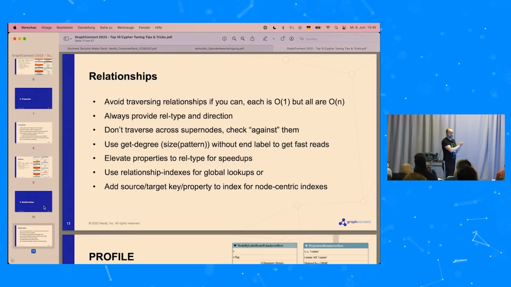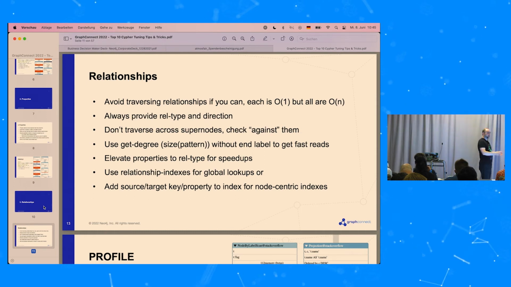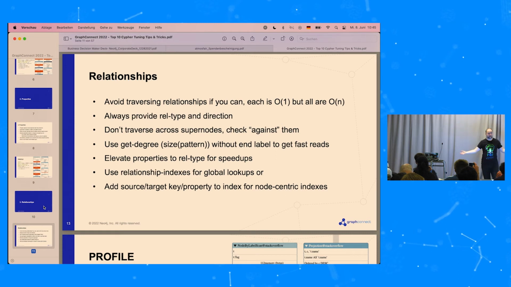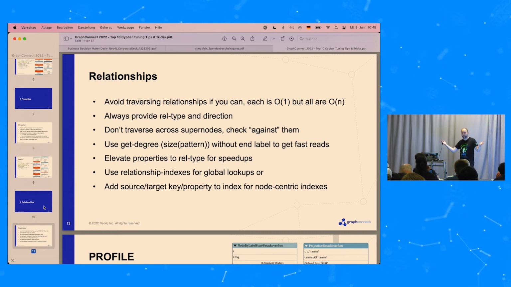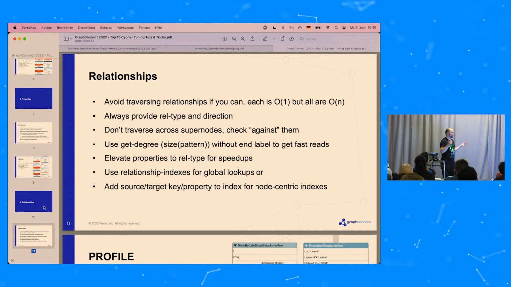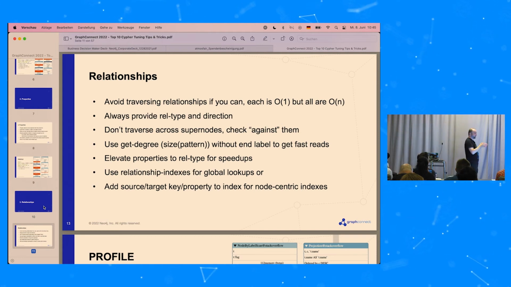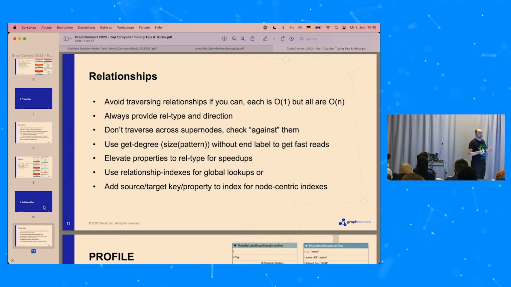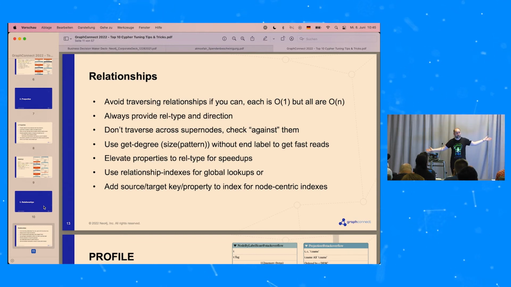Relationships. Neo4j is a graph database, and traversing a single relationship is constant time. But if you have n relationships, it's proportional to the number of relationships that you traverse, so it's still O(n). While each relationship traversal is constant and doesn't increase in time, traversing many relationships is expensive.